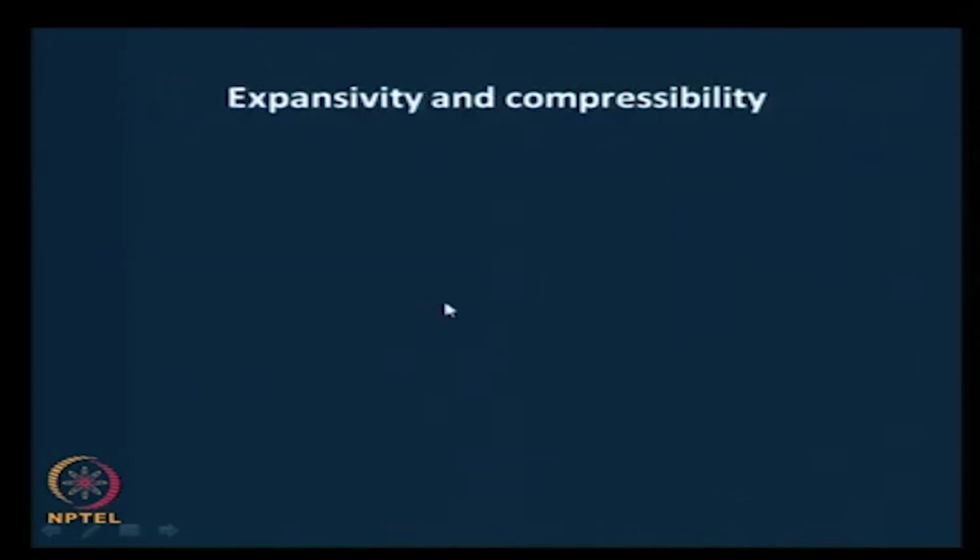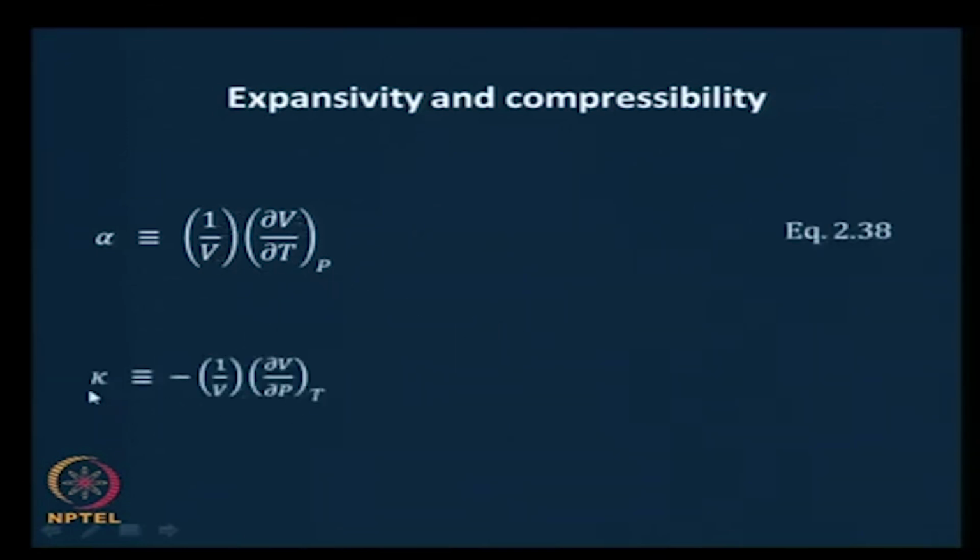Similarly, you could also have expansivity and compressibility as useful thermodynamic variables. Expansivity alpha is defined as 1 by V dou V dou T at constant P, and isothermal compressibility, as it is called because T is constant here, is defined as minus 1 by V dou V dou P, how the volume changes with pressure at constant temperature, that is kappa.